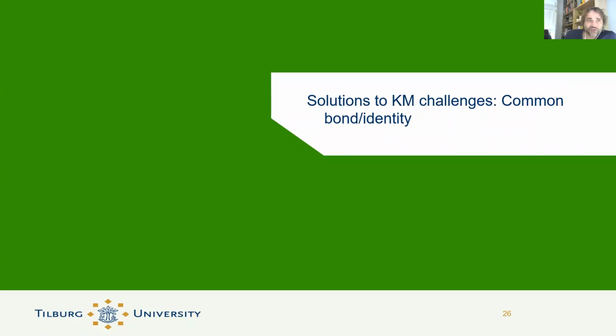So the final solution is what is called common bond, common identity. And this is related to the whole shared understanding part of virtual teams. So this is creating a sense of unity in an organization or in a virtual team or in a community or network of practice. And this is what you see happening in those communities of practice and networks of practice. You can also take this in your organization and use it.